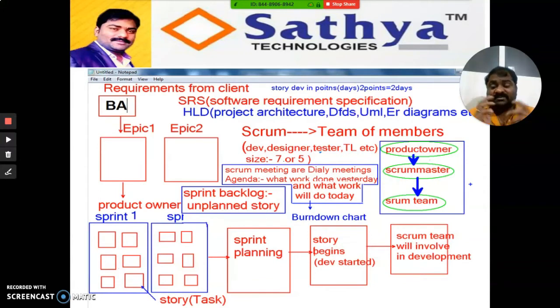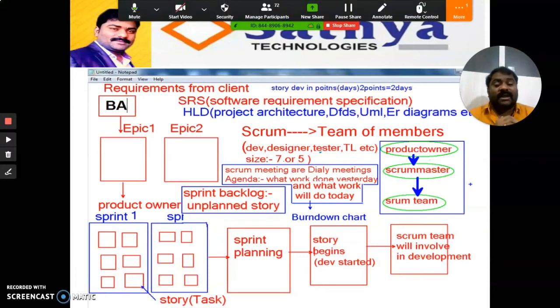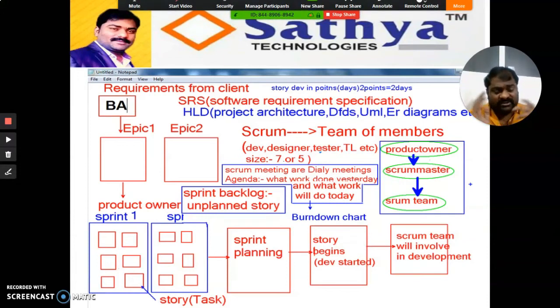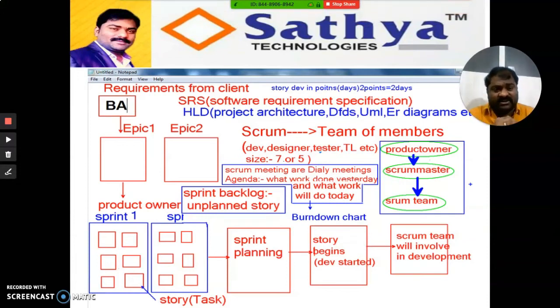Are you following? Once the sprint is ready, sprint planning will be done. Sprint planning means how many resources are required to develop these stories, what software is required to develop these stories, and what is the duration to develop this particular sprint. Your total application is divided into epics, right? An epic is again divided into sprints. Once the sprint is ready, sprint planning will be done.